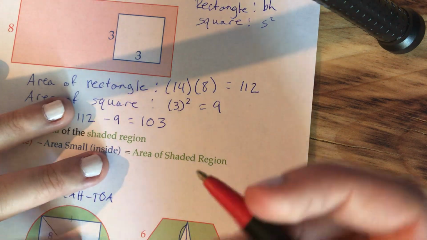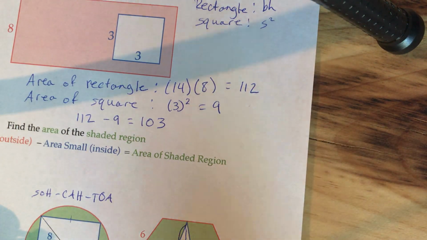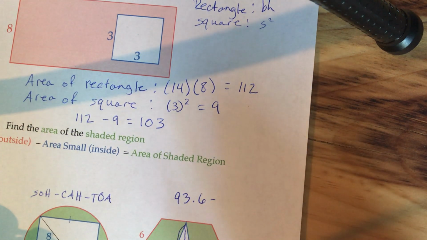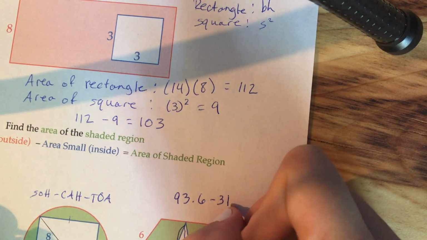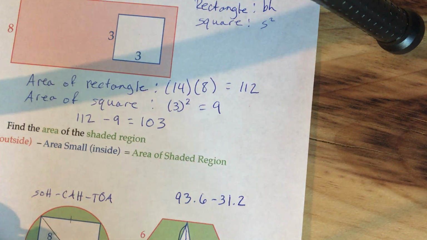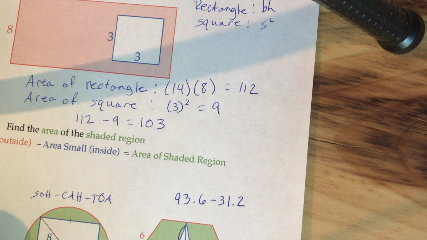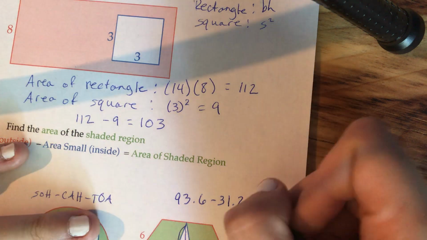All right, and finally, the area of my shaded region is going to be that 93.6 minus the 31.2 that we got, which is 62.4.